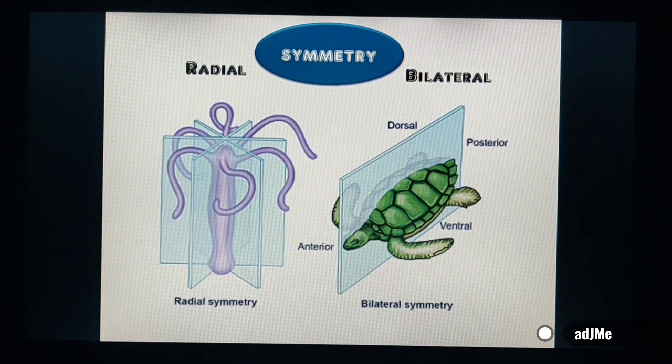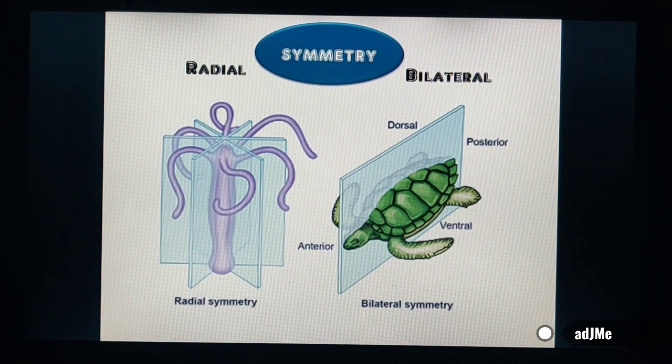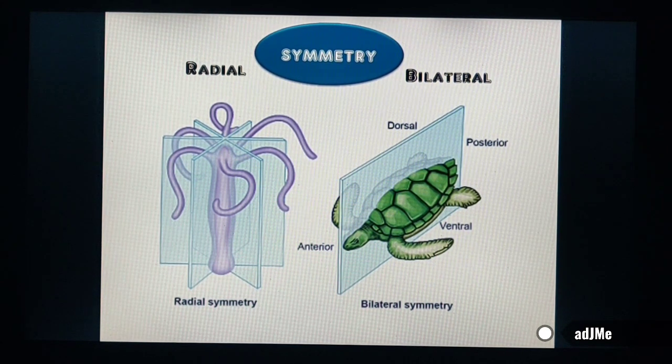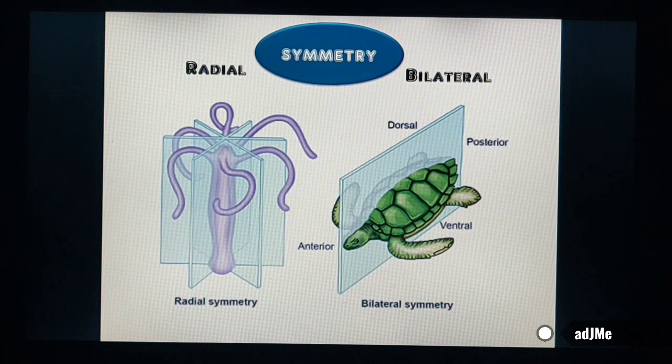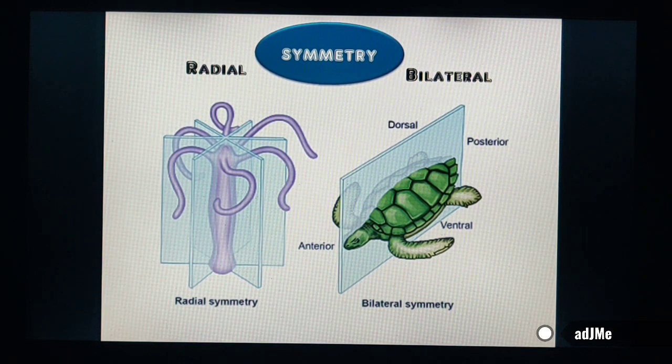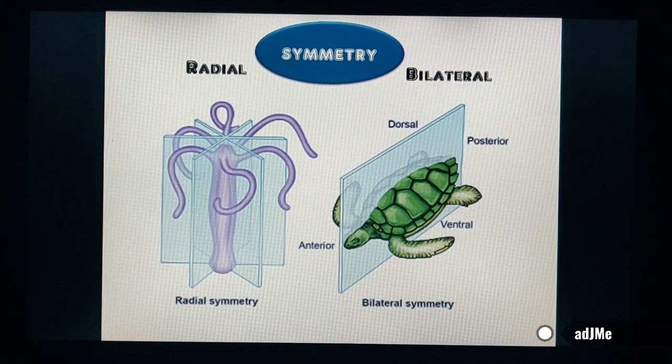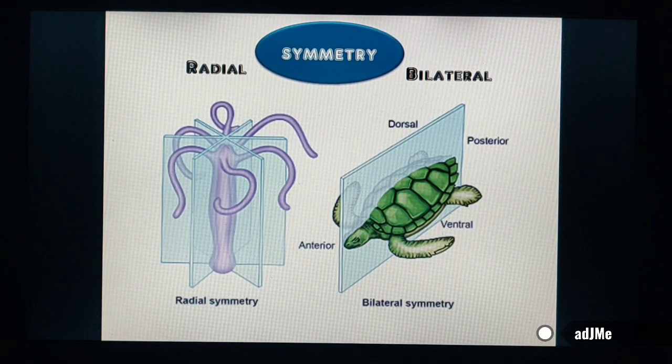This symmetry is again divided into two types. One is radial symmetry, for example hydra, which can be divided in any number of planes, or simply I could say more than one plane. And bilateral, bi means two. So if an animal gives two equal halves in only one plane, then it is called bilateral symmetry.